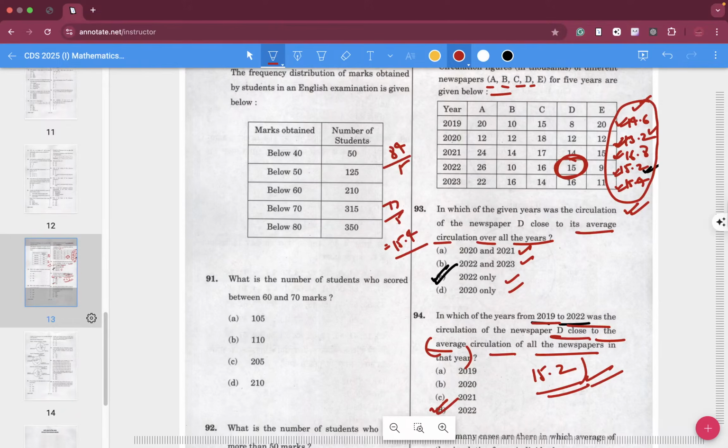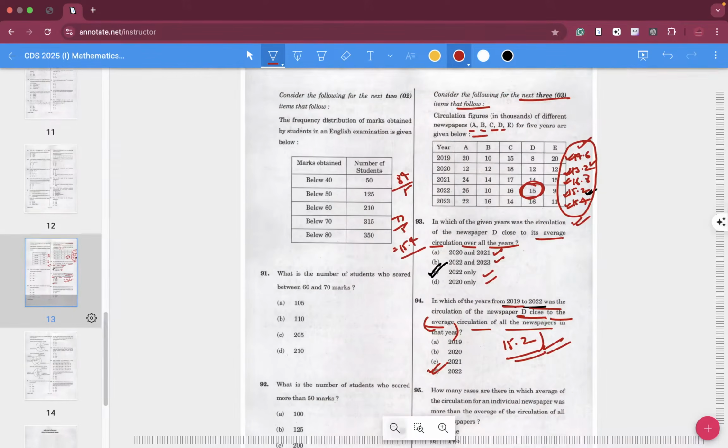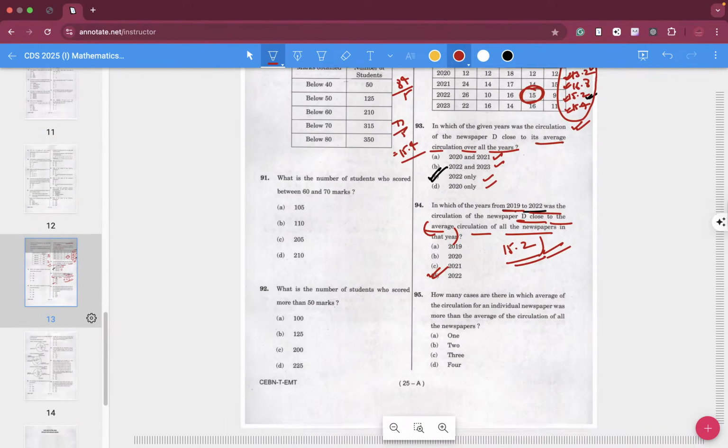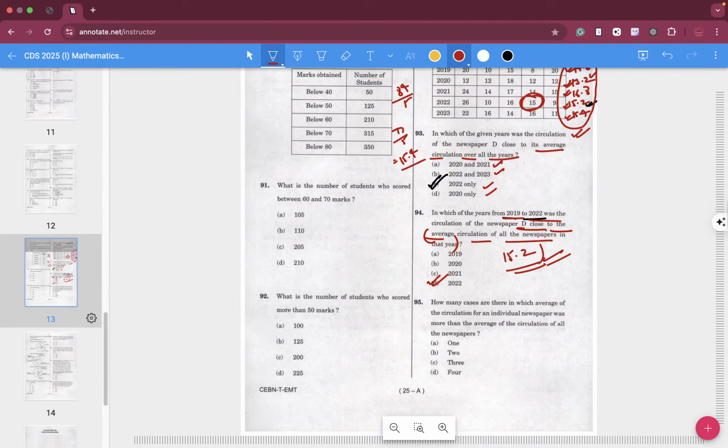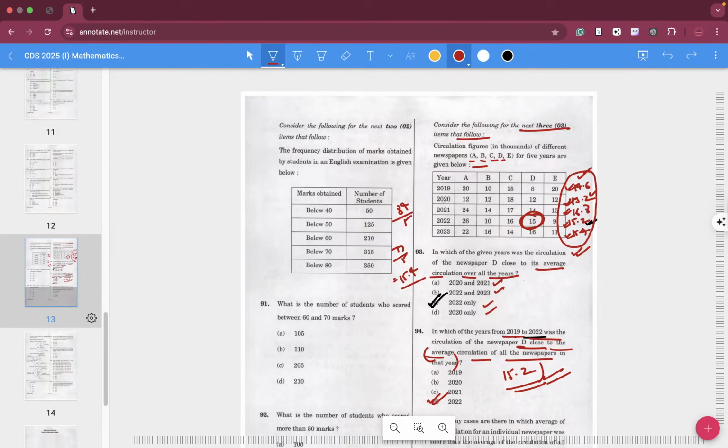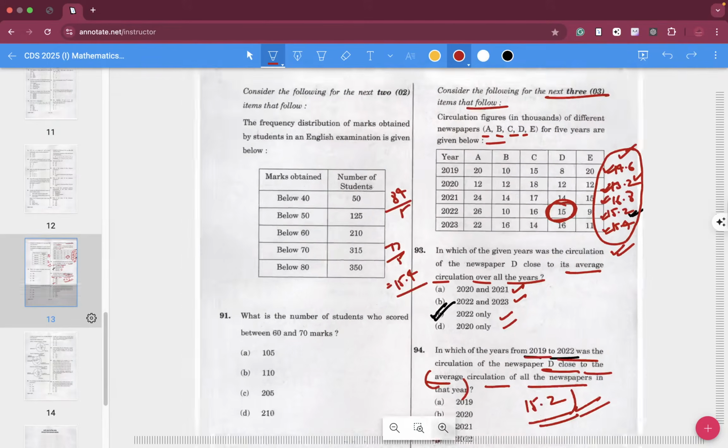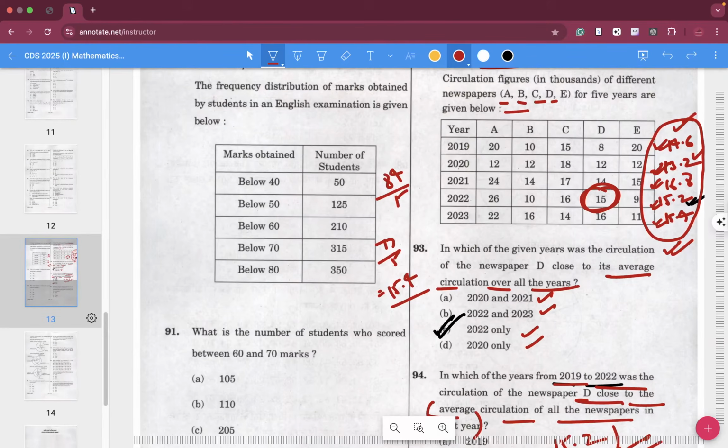Now we have one last question. How many cases are there in which the average of the circulation of an individual newspaper... What do you mean by the average of the circulation of the individual newspaper? You have to find the average of the individual newspapers also. So we have to find the average of A.